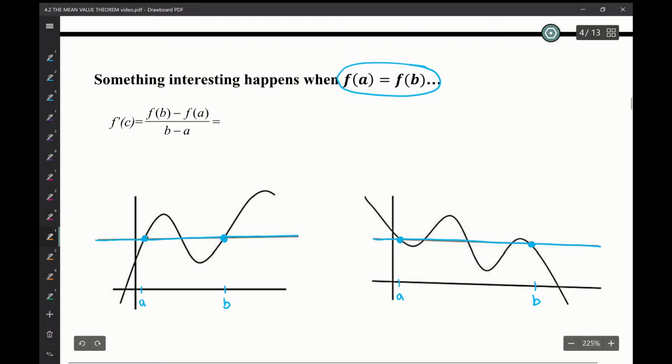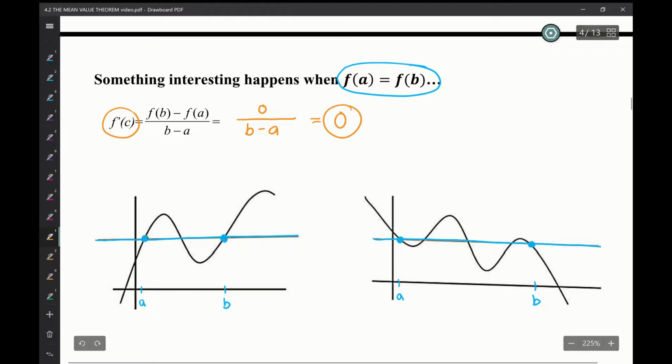This means that f of b minus f of a is equal to 0. So we have 0 over b minus a. And since b and a are not equal to each other, that means that their difference won't be 0. So we just have a 0, as opposed to like a 0 over 0. So that means that f prime of c is equal to 0.